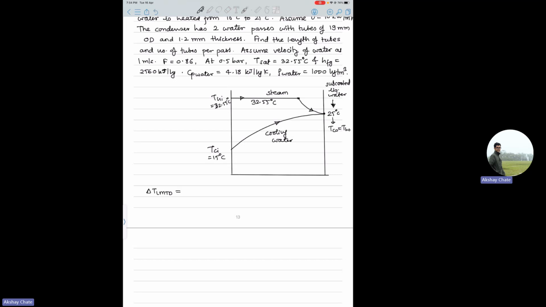LMTD will be 32.55 minus 15. So at the inlet it will be 17.55, and at the outlet it is 0, right?